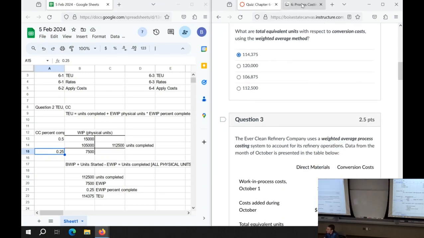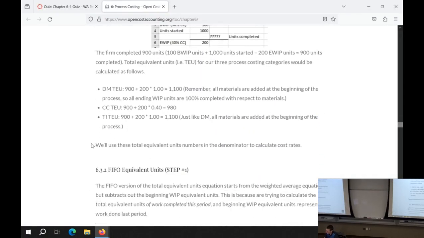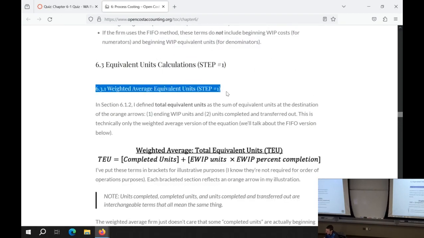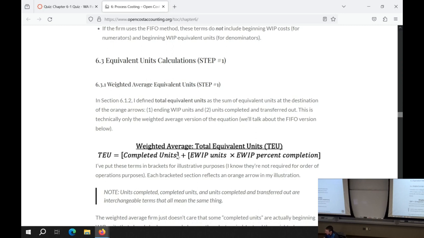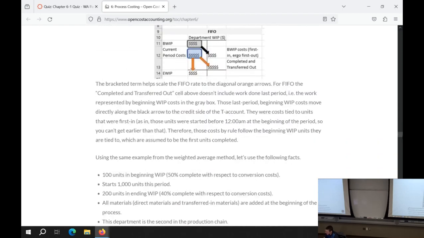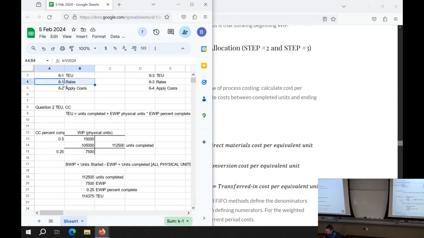Now in the textbook here, let's full screen that. We talked through 6.3.1, getting equivalent units, total equivalent units specifically, in weighted average, using this equation right here. This is weighted average total equivalent units. We're going to skip over 6.3.2 because that's the FIFO stuff. Forget about that. Okay, 6.4, specifically 6.4.1, step number 2, like I said, applying the rates.